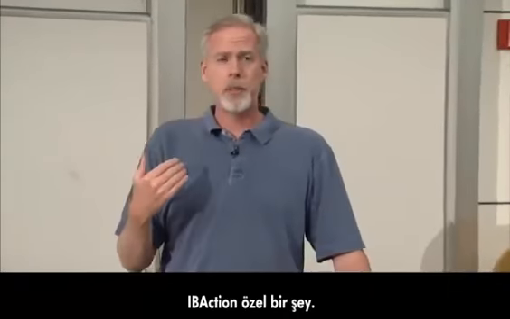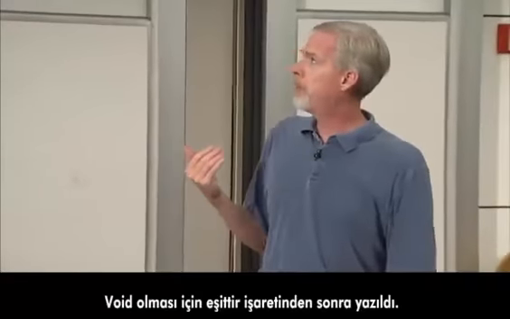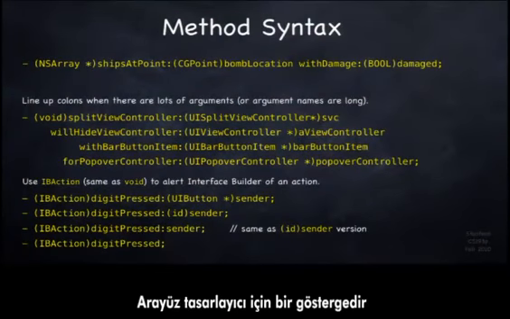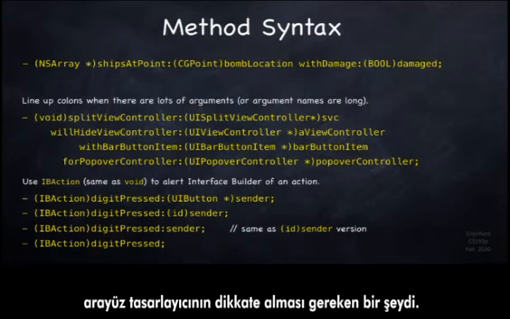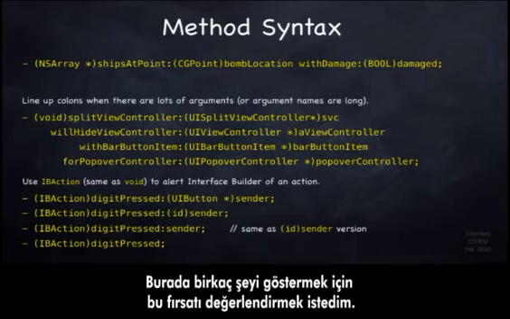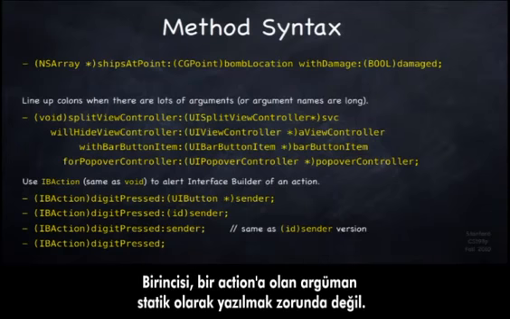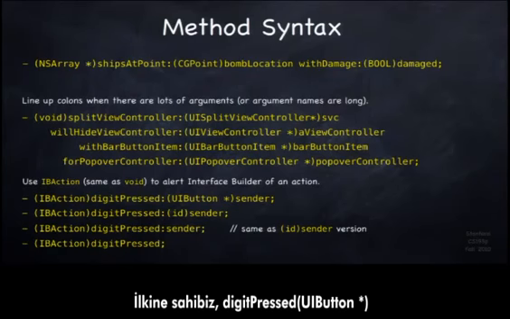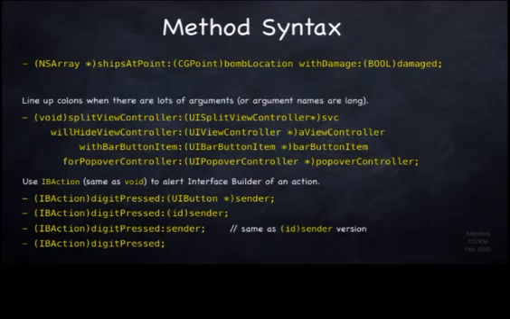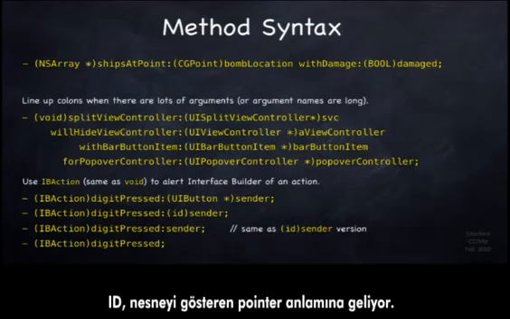IBAction is a special little thing. It's just typedef'd or #defined to be void, so it doesn't return anything. And it's an indicator to Interface Builder, as we talked about last time, that this is something Interface Builder should pay attention to. I did want to use this opportunity to show you a couple of things here. One is that the argument to an action does not have to be statically typed. We had the first one, digitPressed:(UIButton *), but we could have just said digitPressed:(id)sender, id meaning pointer to any object.